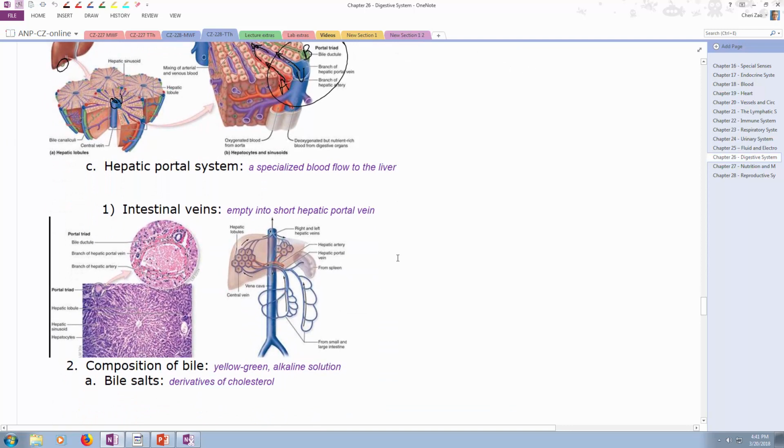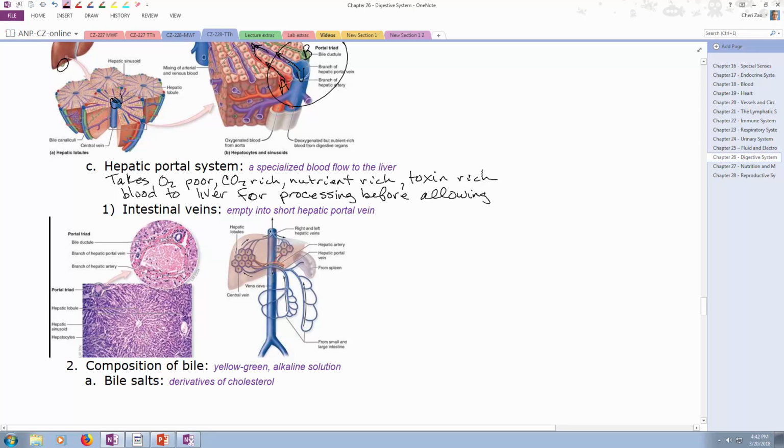So our notes here talk about the hepatic portal system. It is designed to take O2 poor, CO2 rich, nutrient rich, and again, it doesn't hurt to say it over, toxin rich blood to the liver for processing before allowing it into our venous blood, which is going to take it straight to the heart, and then to the lungs, and now we'll send everything good to the body.